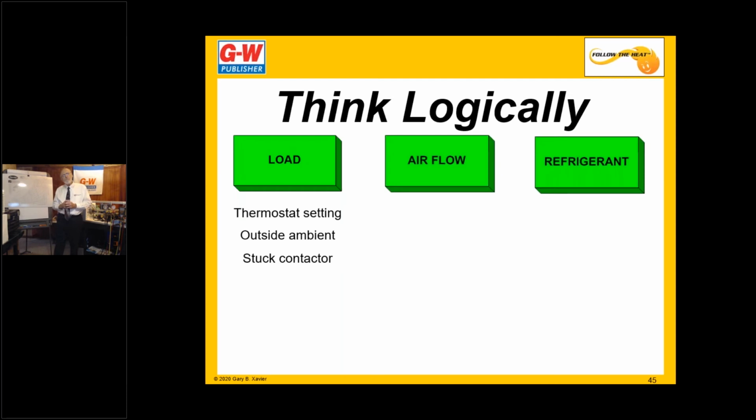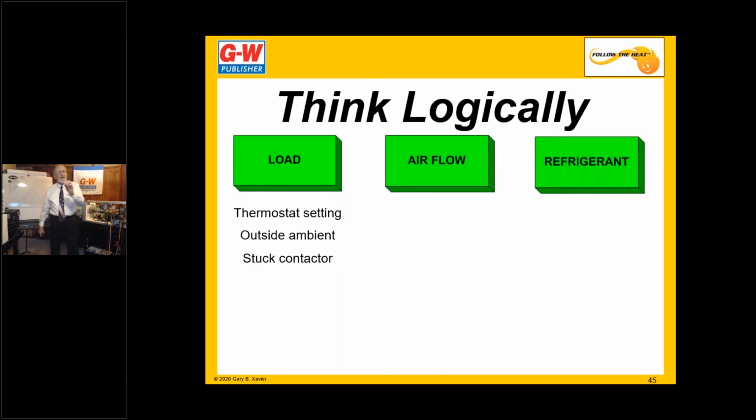This is one that actually one of my students came up with years ago. I was writing this on the board, as I've done for years and years, and he said, What about a stuck contactor? I had that happen last week. And I said, wow, there's one I hadn't thought about. So I didn't know where else to put it. So I put it in the load section because it's kind of like a false load.